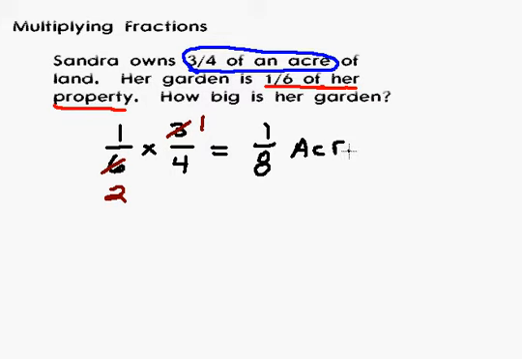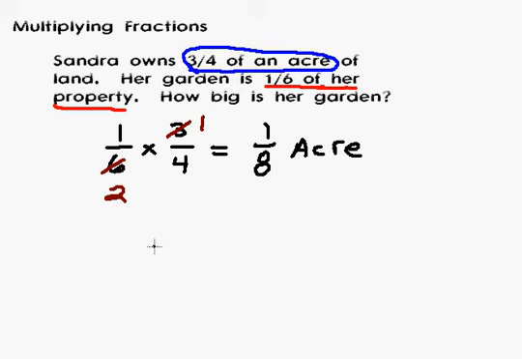And when you're doing a story problem, you always want to put your label on there, because numbers really don't mean a lot unless they represent something. 1/8 what? 1/8 of an acre, 1/8 of a gallon of paint. These mean different things. So let's see if this makes sense. She's got 3/4 of an acre. She's going to use 1/6 of it for her garden. So 1/8 of an acre is going to be her garden. Yeah, that makes sense. That seems reasonable.